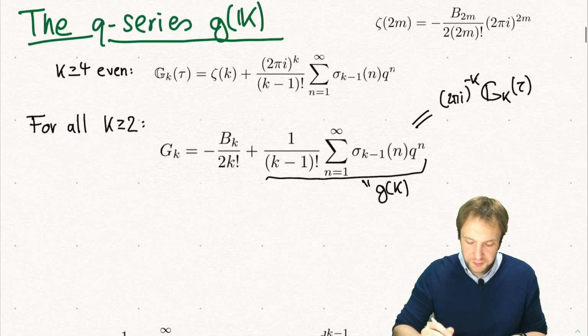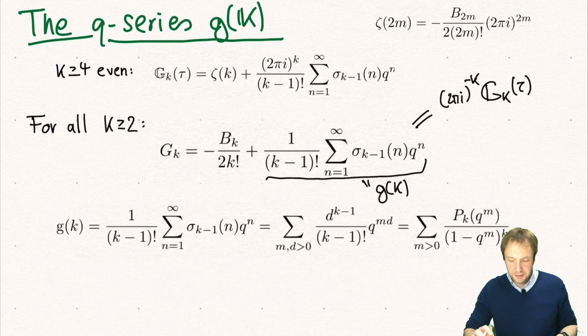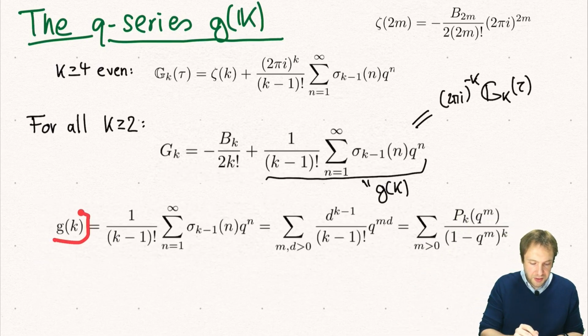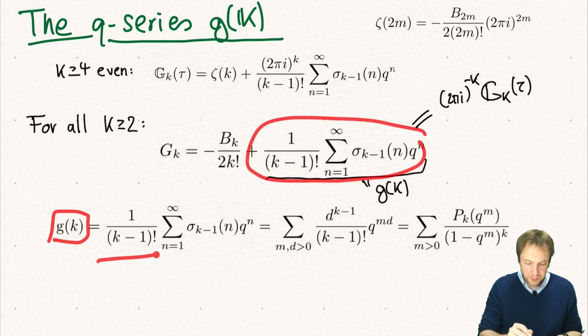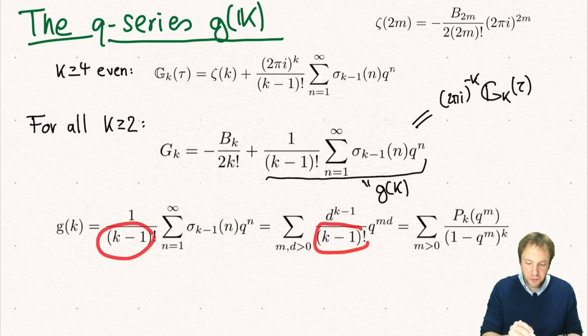And so what is this? We can rewrite this sum a little bit like this. So this g_k is now this part here, just given by this sum. And the sum of divisors can be written like this, because if you consider the coefficient of q to the n, then you take the sum of all divisors d to the power k minus 1, and this is exactly the definition of sigma_{k-1}. And here is just still the factorial.